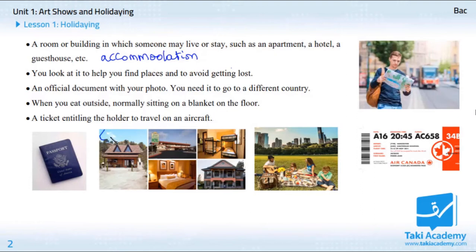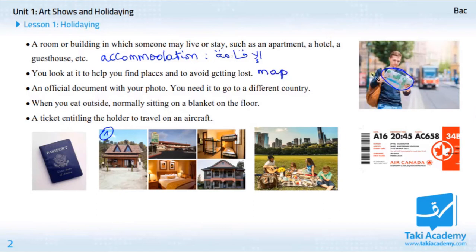I'll write number one, because this is number one here on this page. This is what the word accommodation means in Arabic. Al-iqama, okay? Wonderful. So you look at it to help you find places and to avoid getting lost. So what do you need to look at when you don't know the direction? You need to look at a map.